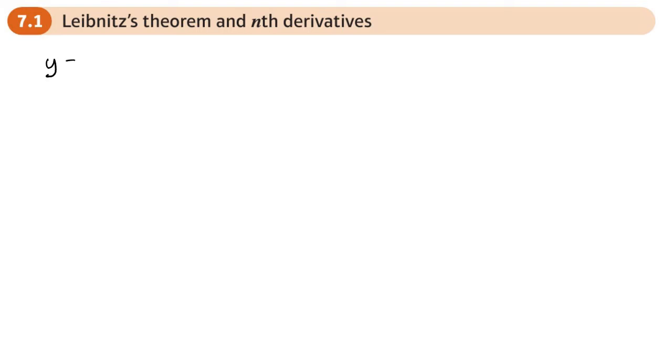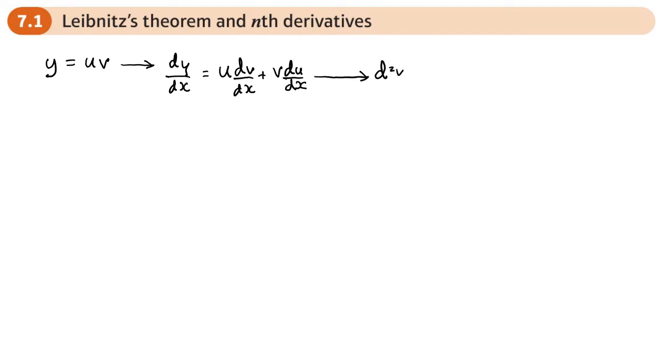let's say y equals uv, where u and v are both functions of x, we know that dy/dx is u dv/dx plus v du/dx. Okay, and we could then apply the product rule again, so we could find what the second derivative is.